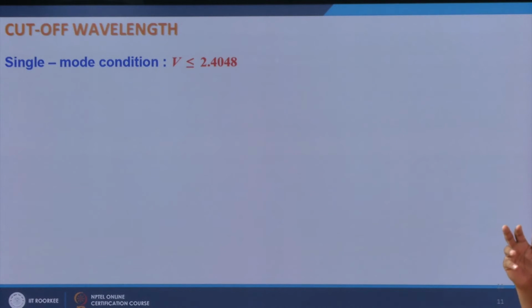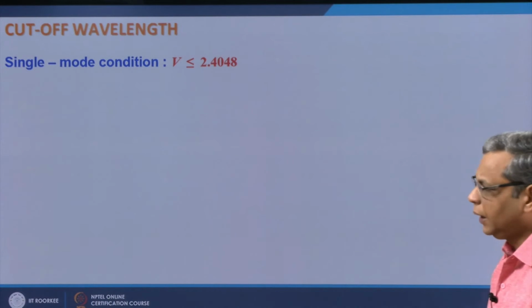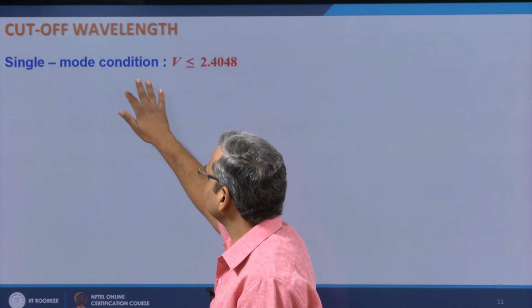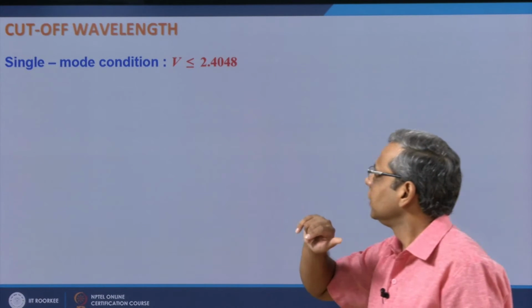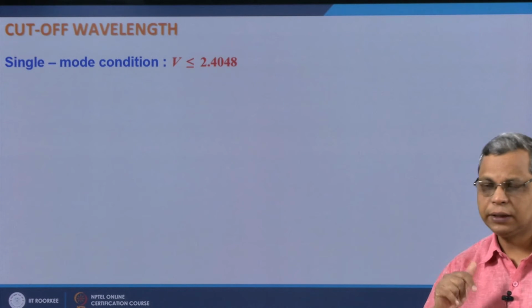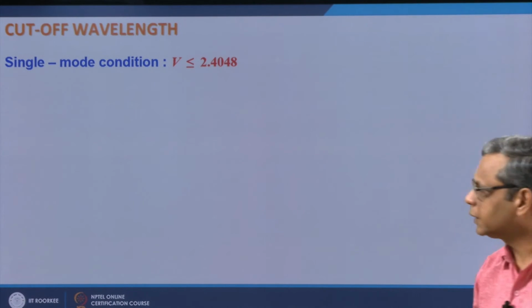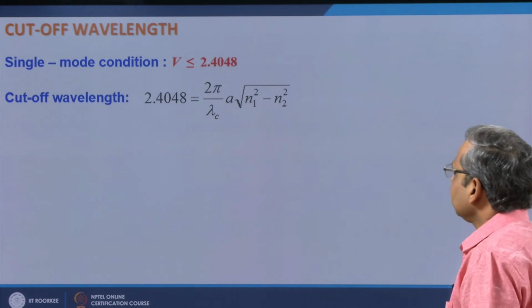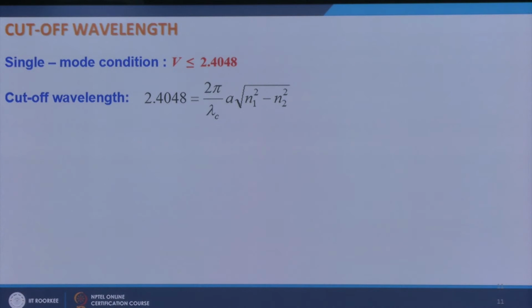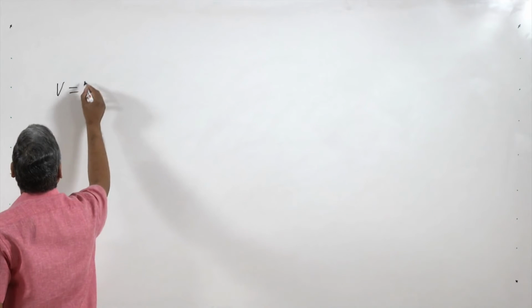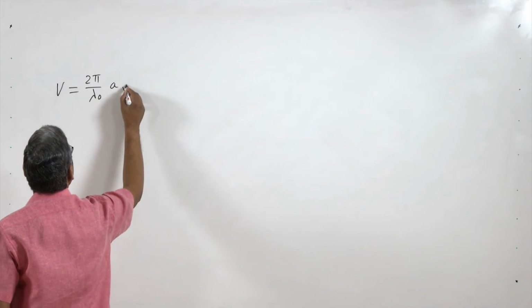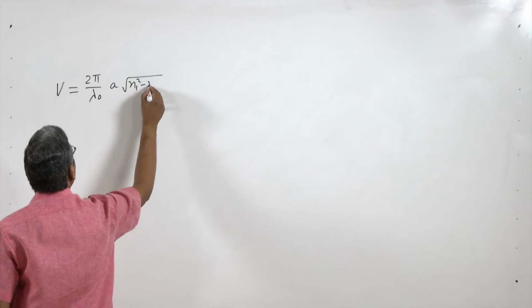So, let us first look at cutoff wavelength. What do I mean by cutoff wavelength? If you look at a fiber, then the single mode condition is given by V less than or equal to 2.4048, where the equal to sign corresponds to the limiting case, and V is given by 2 pi over lambda naught times a times square root of n1 square minus n2 square.